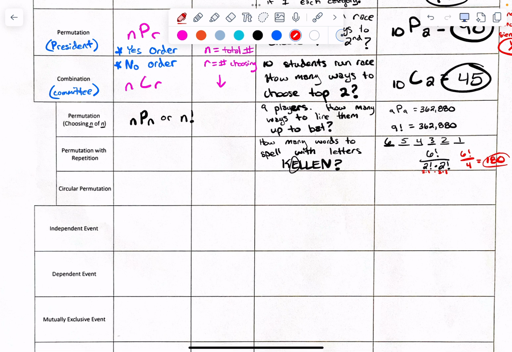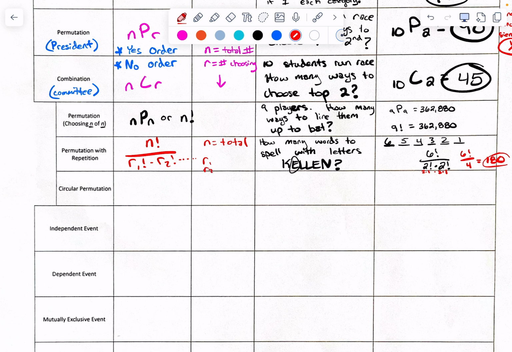N factorial over R1 factorial times R2 factorial, and so on, however many repeats that you have. N is the total number.